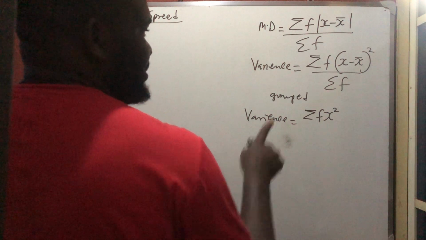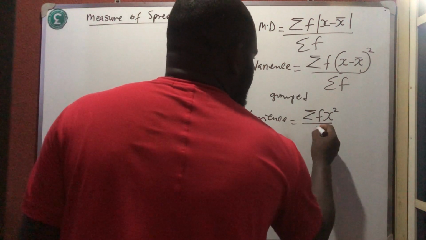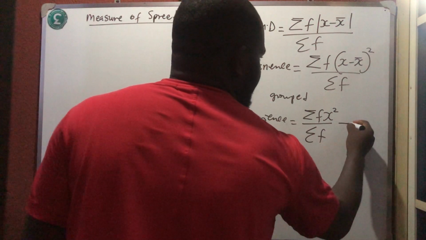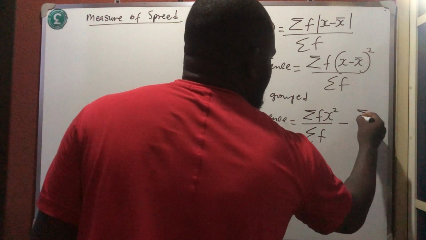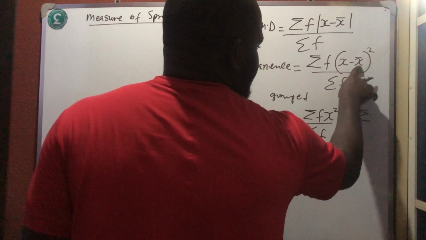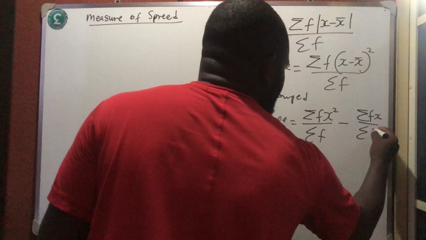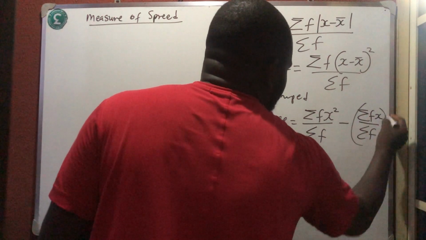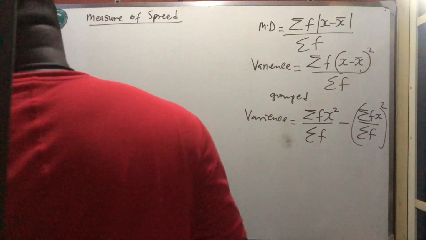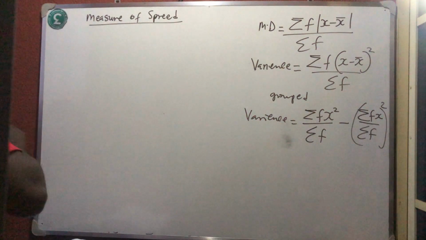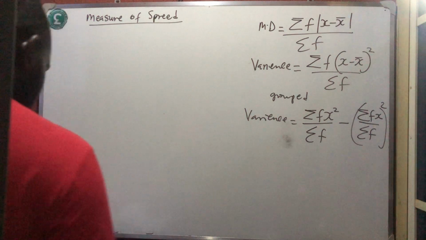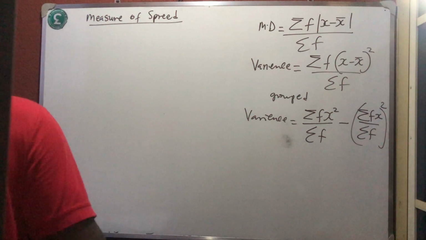F with f times x squared all over summation f, minus this, minus summation. In fact, in this one, because of this, I take it as summation f of x all over summation f. But now everything will be squared. As simple as that. That is very simple to remember. Okay? So let's take a question.